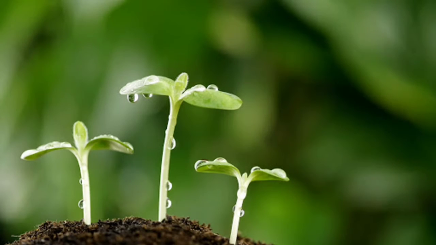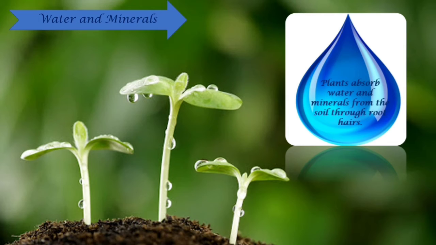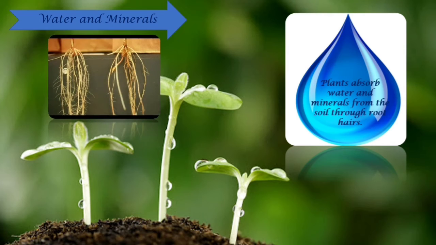Now, the next raw material we will discuss is water and minerals. As soon as I say this term, you might think of the soil. Yes, underneath the plant, the root part of the plant plays a vital role. Here, plants absorb water and minerals from the soil through the root hairs. So, these are the roots. And this tiny part which arises in the root, minute particles, these are called root hairs.